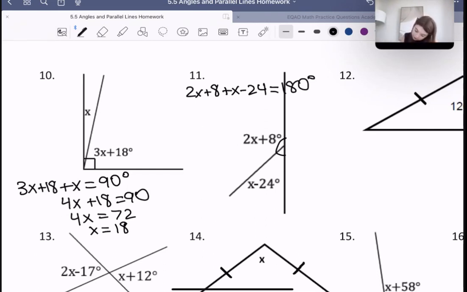So then we have 3x, and then let's see, what's 8 minus 24? 8 minus 24 is negative 16. So 3x minus 16 equals 180. Then we add 16 to both sides. We get 196. So x is equal to 65. There we go.